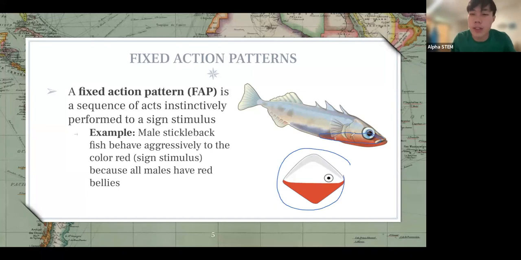So that means if any male stickleback fish sees any object with a red patch on the bottom, even if, for example, it is clearly not a fish, just because it has the red on the bottom, this is the sign stimulus that then causes a fixed action pattern, which is behaving aggressively. So something activates this sequence of actions and then they behave instinctively in accordance with the sign stimulus. This is something that they are born knowing to do, and they cannot change this behavior.